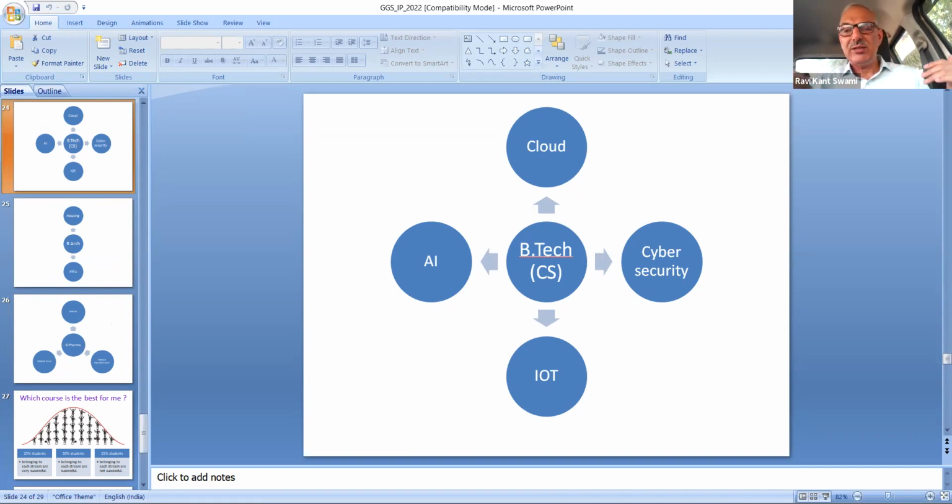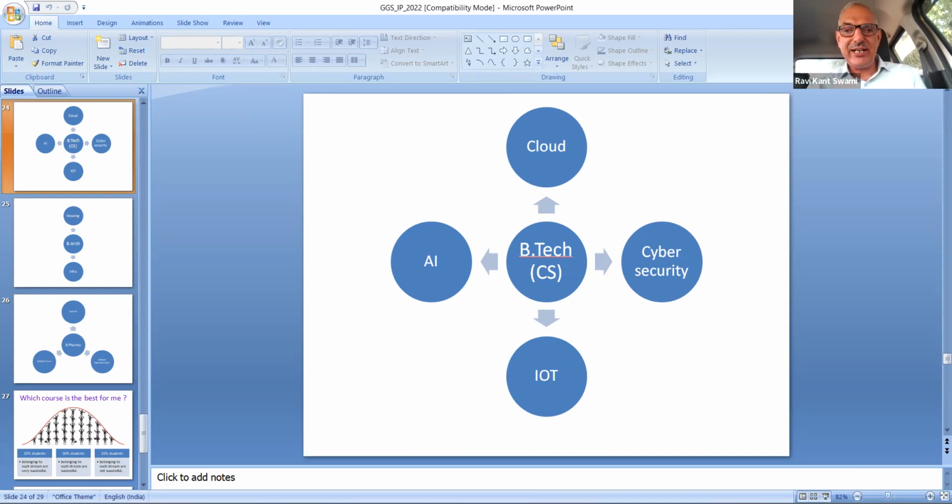Students, computerization is, I'll say, just the tip of the iceberg, which means very little has been done until now. A lot of computerization, a lot of digitization is going to be done in the coming times, and COVID has given a big push to this digitization.